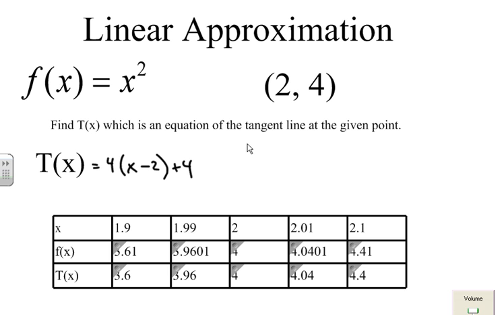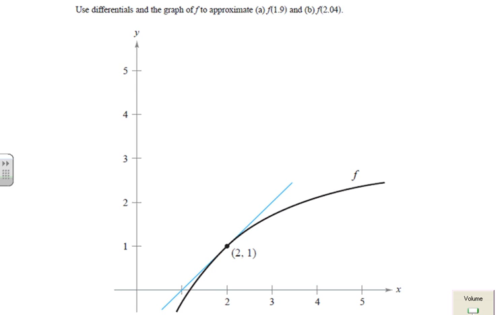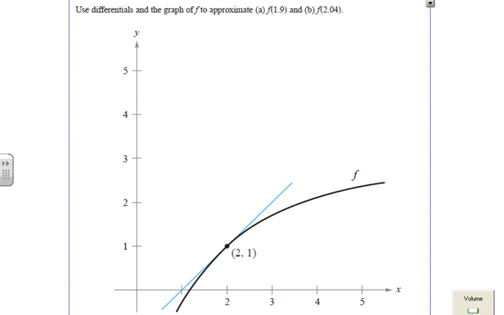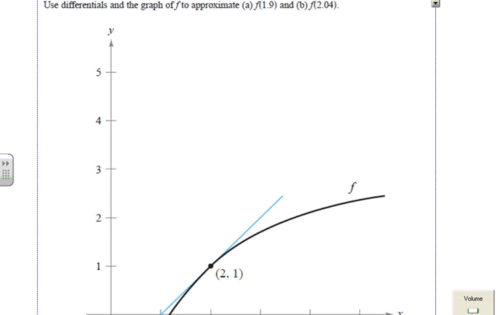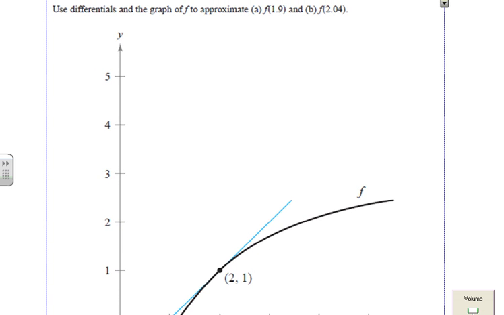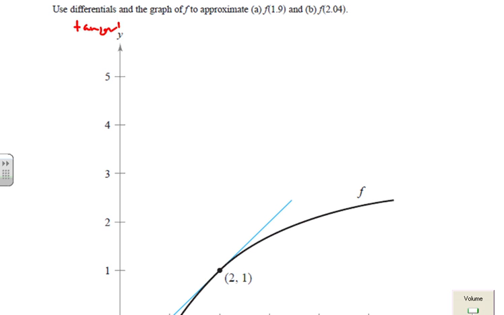Let's try this out. Let's practice using the linear approximation method. Here is a problem that a lot of folks will see. We have a function, and this is a little bit different. We're asked to use differentials, which means tangent line problems. Use a tangent line to approximate f at x equaling 1.9 and x equaling 2.04.